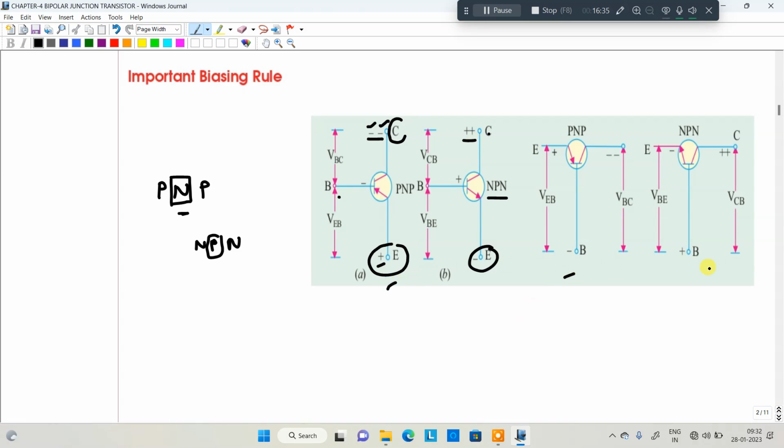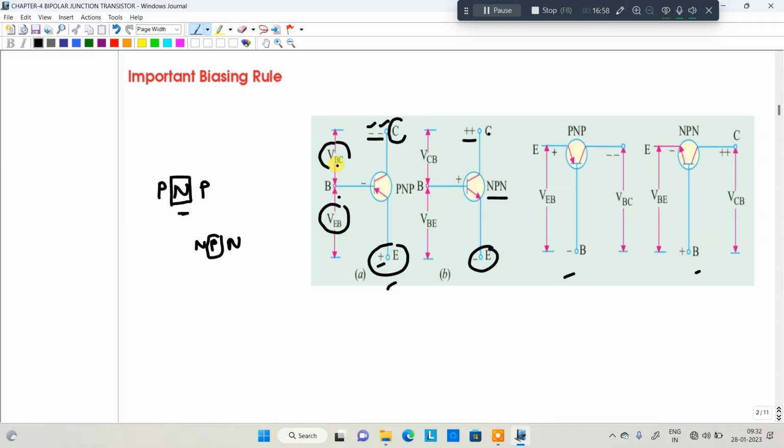The same diagrams are written here, but the notations are here. The voltage between these two terminals is VBC. The voltage between these two terminals is VEB. Got my point? Next, don't call it VCB here, because which one is less positive, less negative?